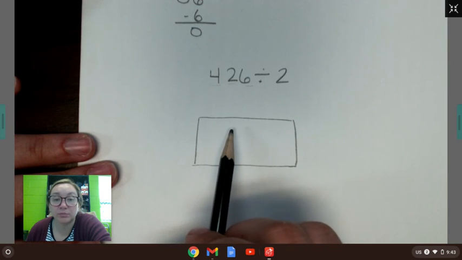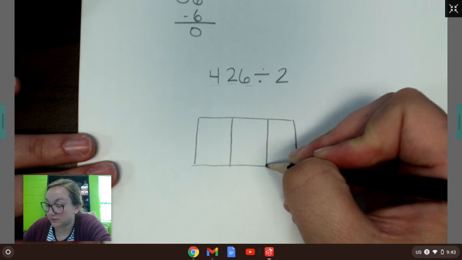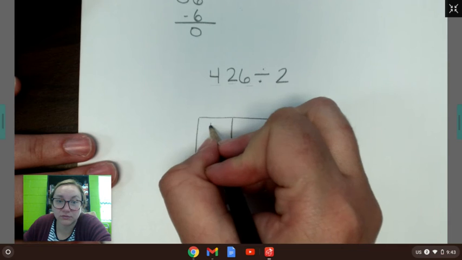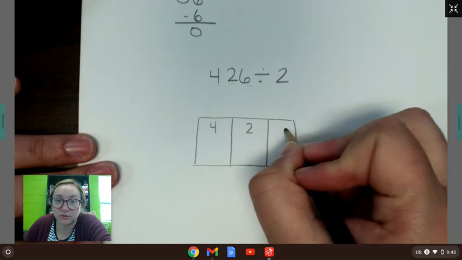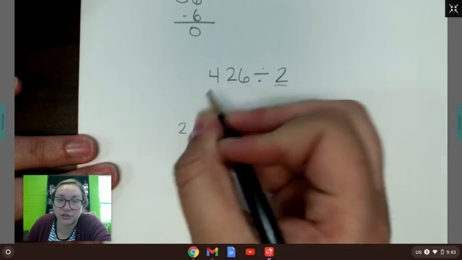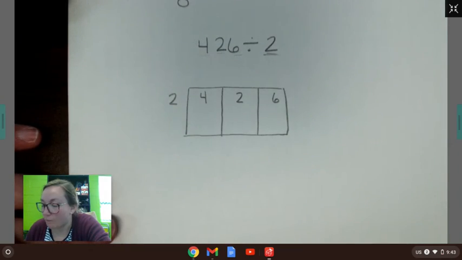So I'm going to break the box up into thirds. That's going to be 2 lines. I'm going to put each digit in each box. So we'll put 4, 2, and 6. And then we put the divisor on the outside. So just like we put it on the outside of here, we put it on the outside of our box.